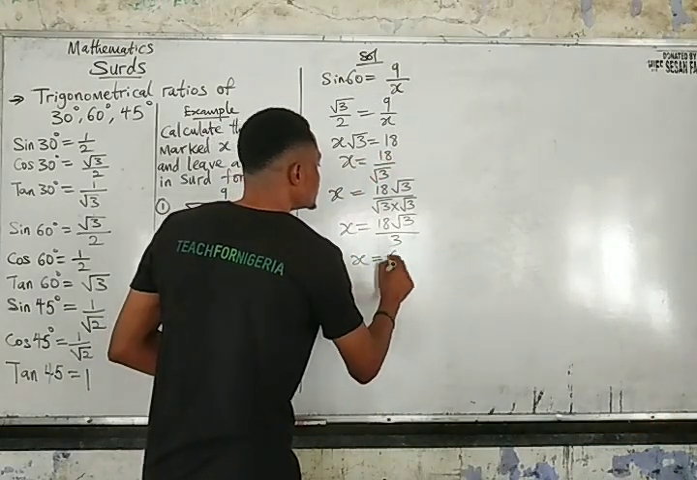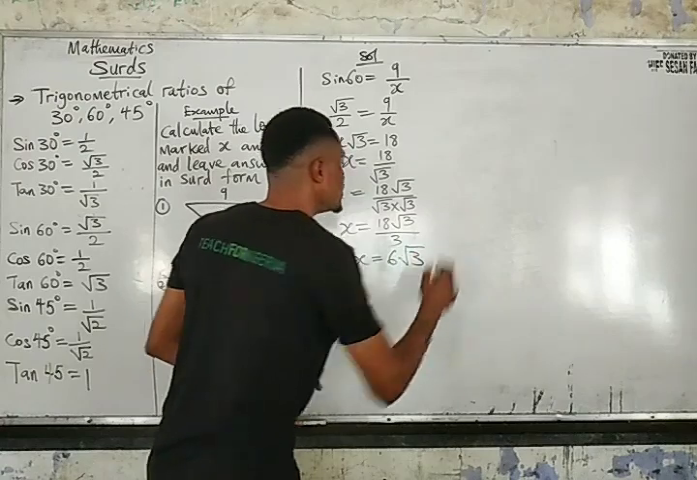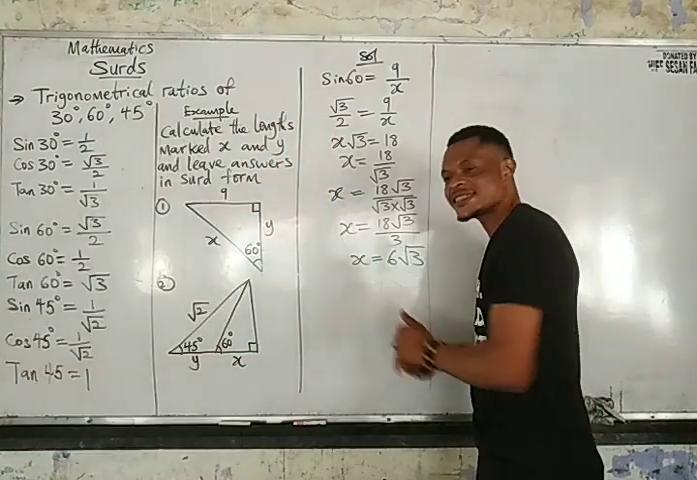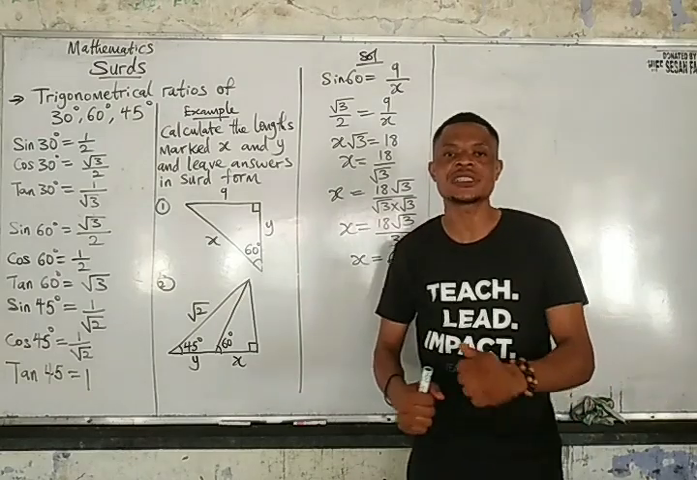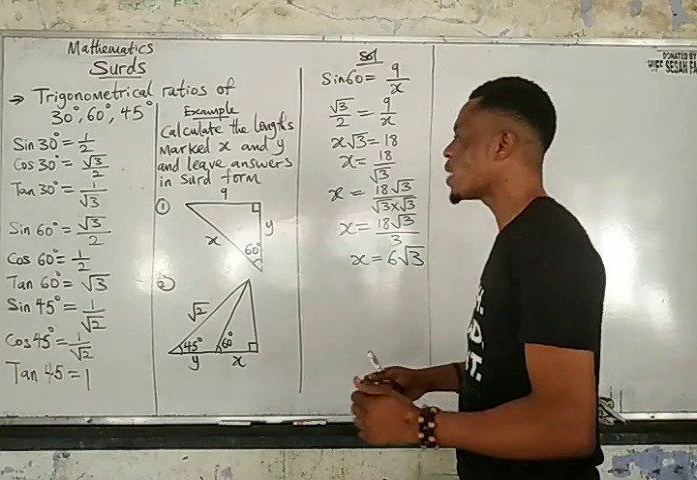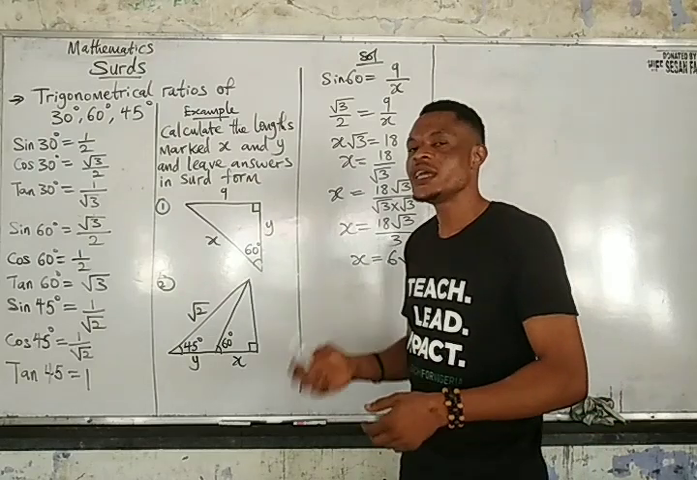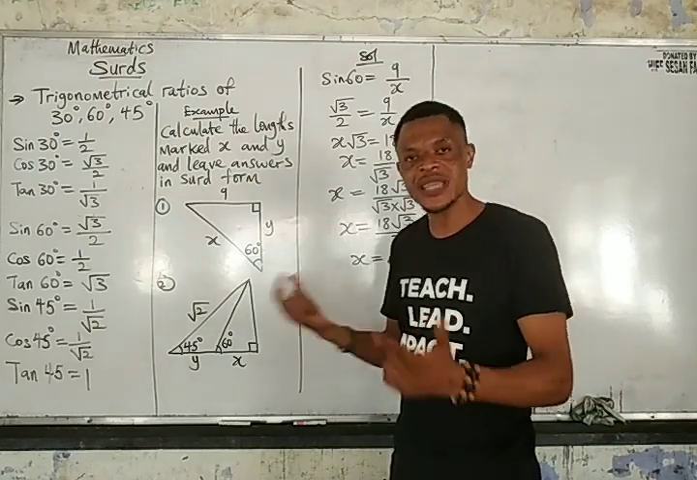X is equal to 6 root 3. That's our answer for that. Easy. Alright, having done this, now let's move towards our y. For us to get y, we can use any of the two formulas, either cos or tan.